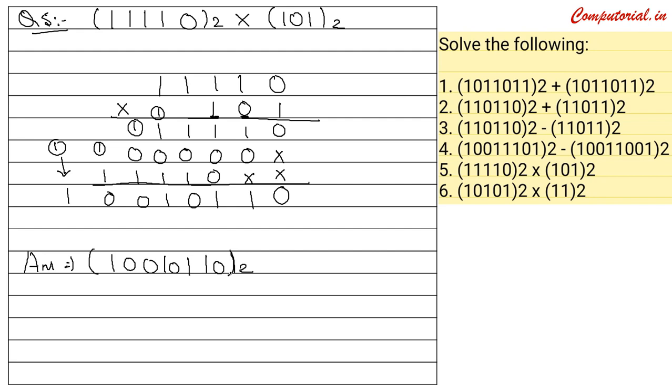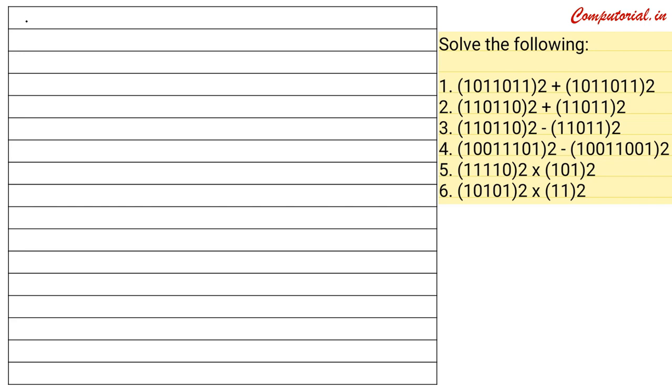Now let's move to our question number 6. That is the last question of binary multiplication. It is also as easy as hell. So it is 10101 multiplied by 1 with a base of 2. So let's write the number first of all.